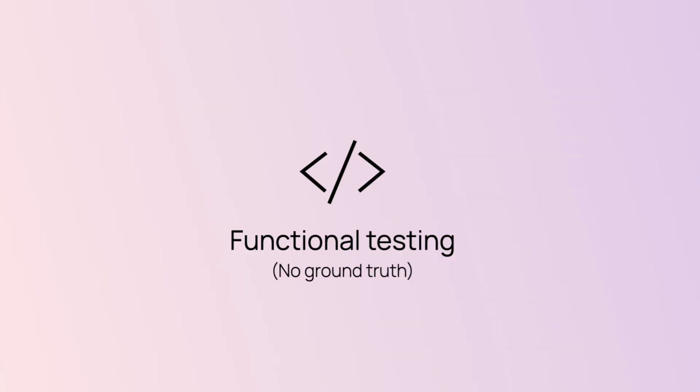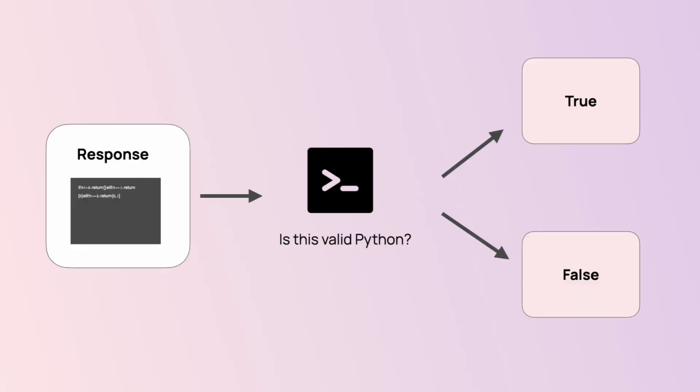Finally, you can do functional testing. This checks if your LLM output works for its specific task. For example, if your LLM generates SQL queries or Python code, you can actually test if the code is valid and maybe even run it in a sandbox.